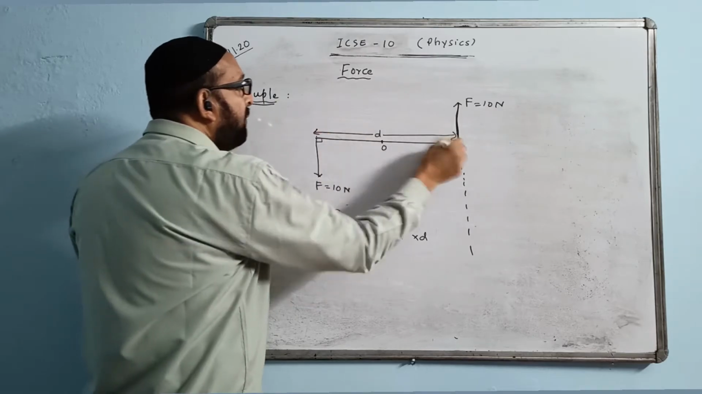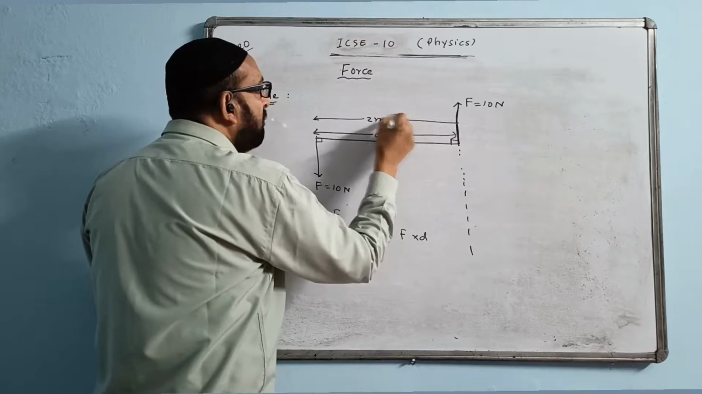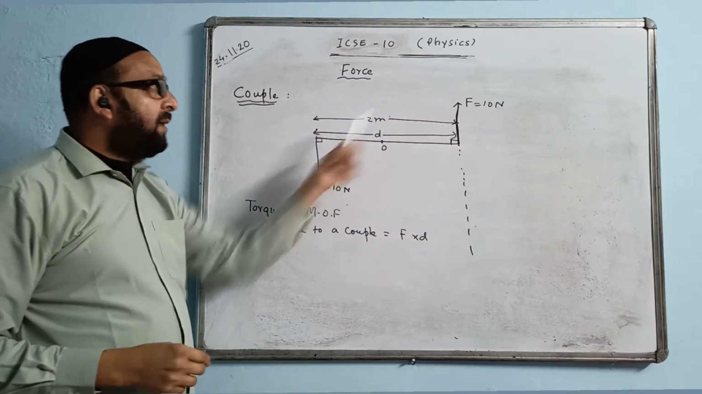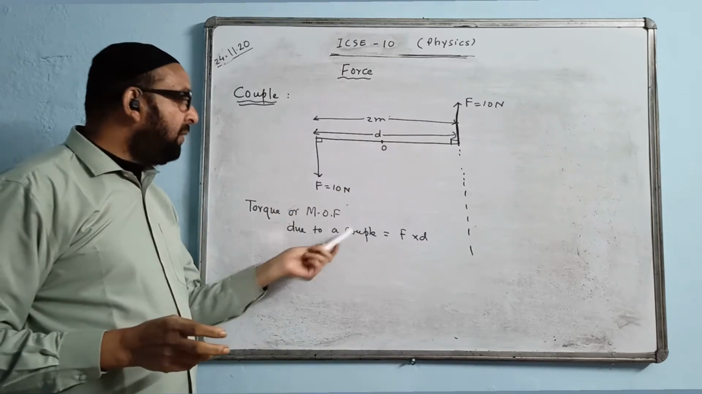And the distance between two of them is 2 meter. The entire distance, total distance is 2 meter, like this. What is the value of the torque produced by these two forces? What is the value of total torque or the total moment of force?